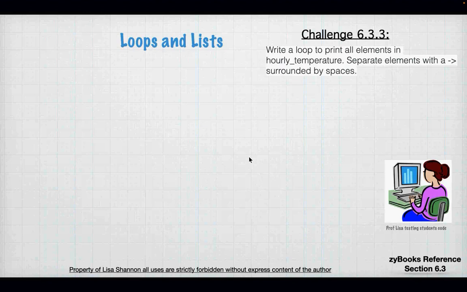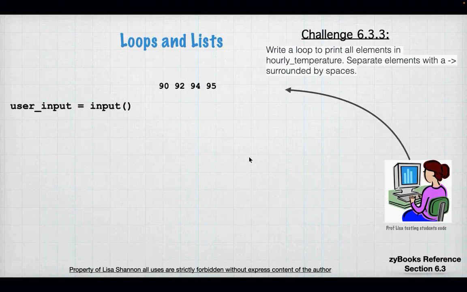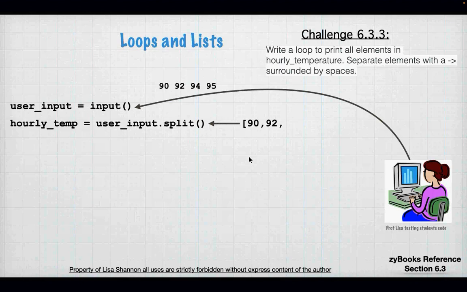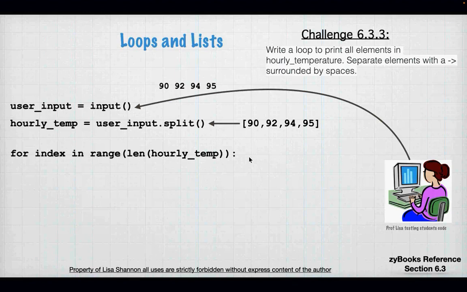So here's challenge 6.3.3, and we're going to write a loop to print all elements in hourly temperature. Separate the elements with an arrow surrounded by spaces. So I'm going to input, and this is space delimited, 90, 92, 94, 95. So I'm going to create a list called hourly temp. That list is just going to have the data in it that the user input. So now I am going to iterate over the list using a for loop. I said for index in range len of hourly temp.